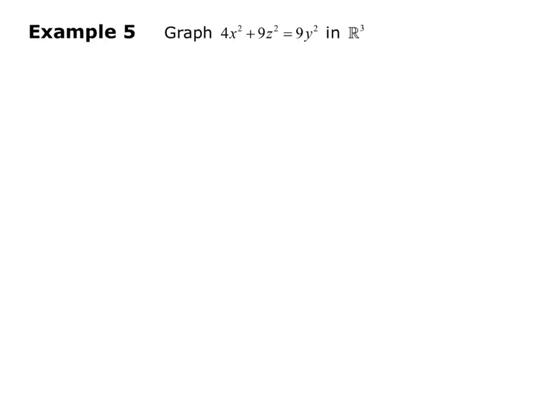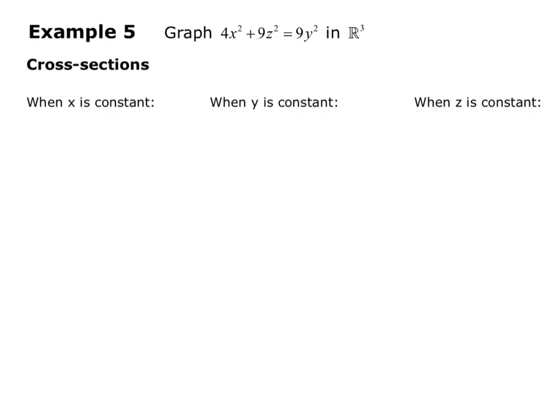So just like before, we want to figure out what the cross sections or slices look like. So when x is a constant, when y is a constant, and when z is a constant. And then we put those together to figure out the three-dimensional graph.